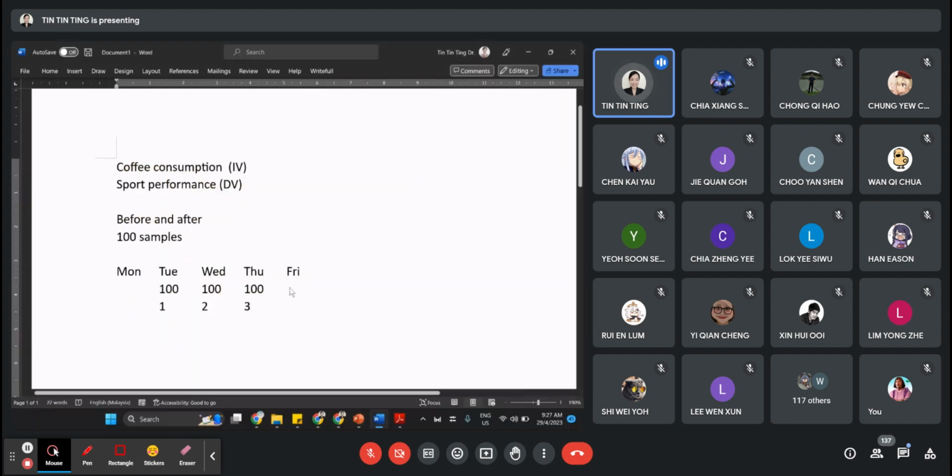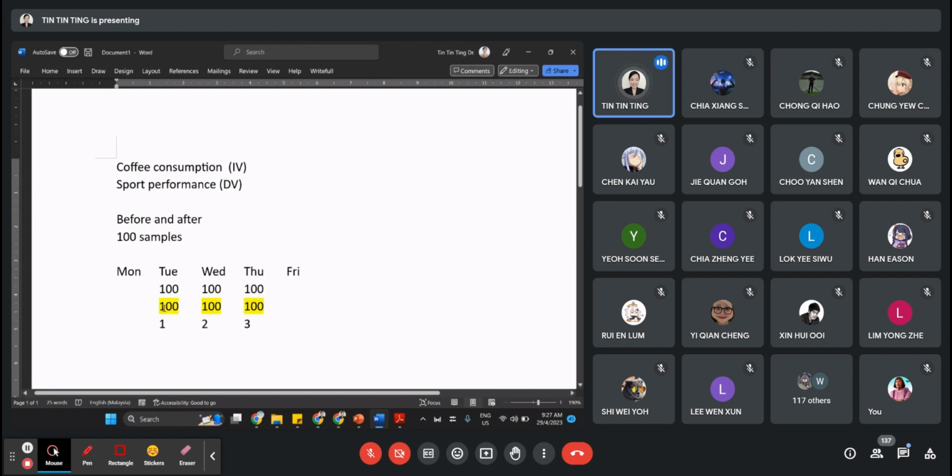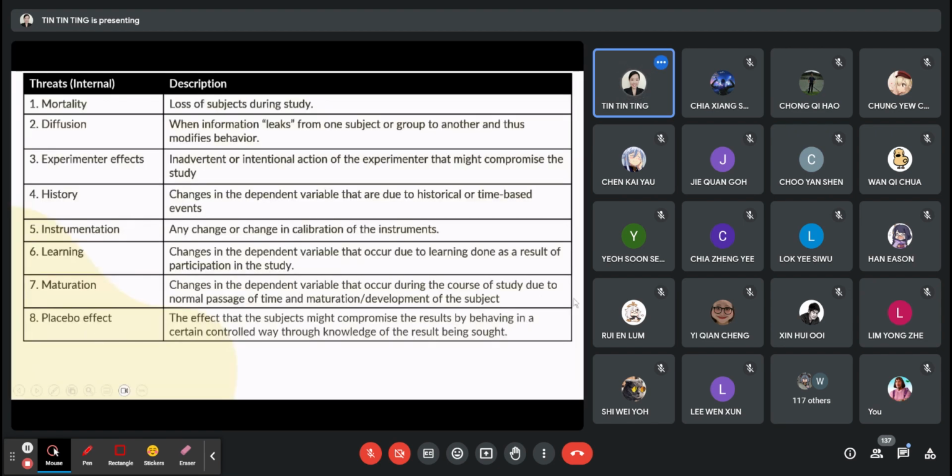For example, let's say I have 100 students that drink coffee, and another 100 students that do not drink coffee, but we give them drinks that taste like coffee, so that they might think that they are drinking coffee. So the highlighted groups are given coffee taste drinks without caffeine. They thought that they are drinking coffee. So they say, oh, I drink coffee, so my heartbeat will increase, and therefore I must run faster. That's called placebo effects.